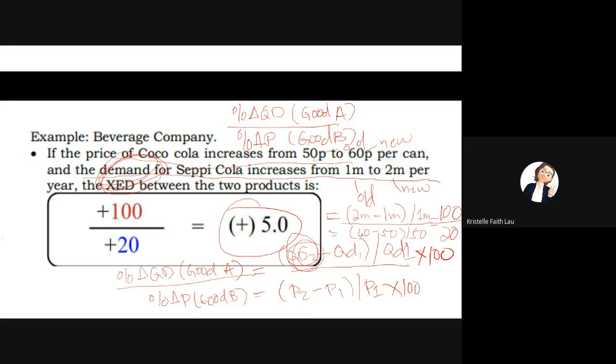So, what if kung negative ang cross elasticity or ang naging output sa calculation is negative? So, the related goods here sa negative are complementary. So, the products do not compete and they complement each other.